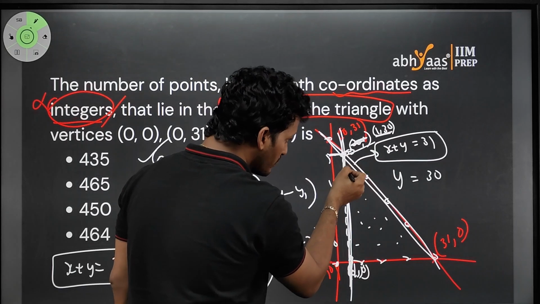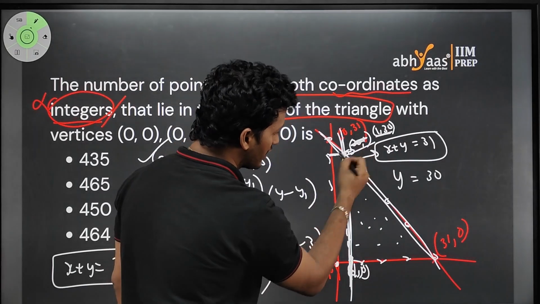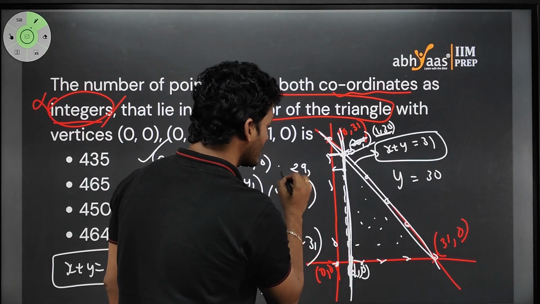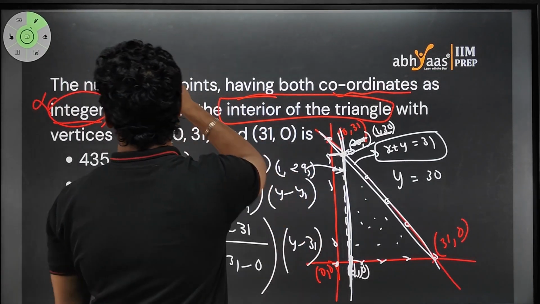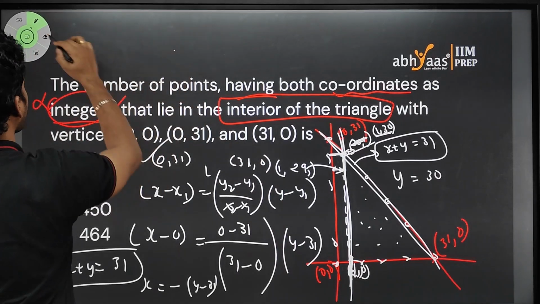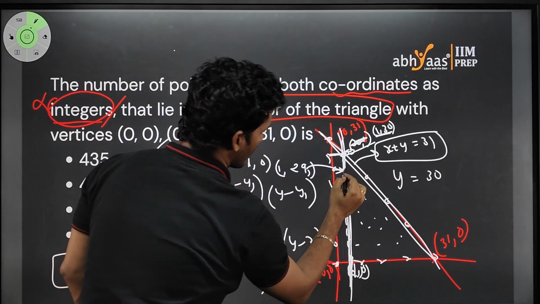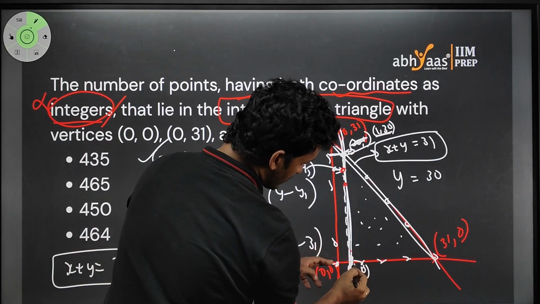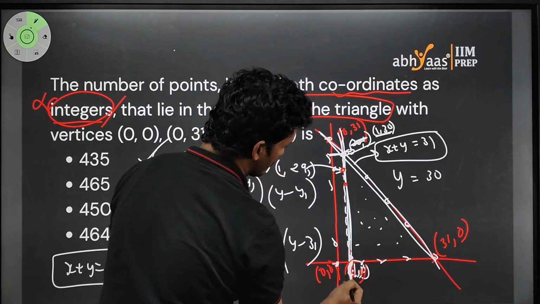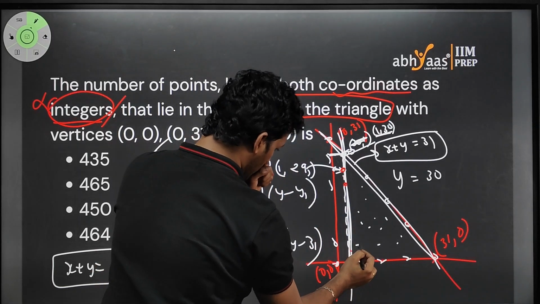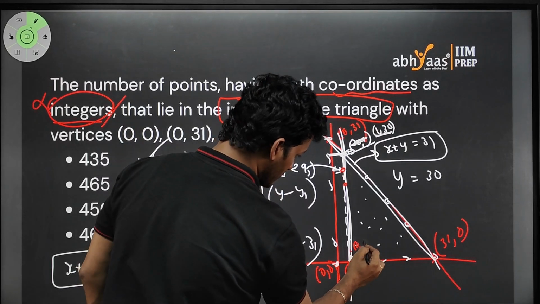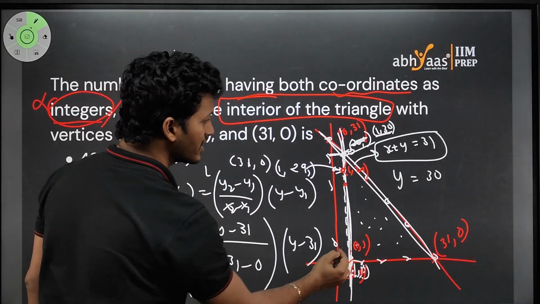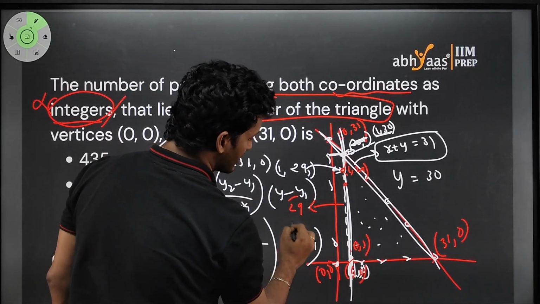Integer points should be interior to this triangle. That means if I go one point less, the next integer point would be (1, 29). Like that, how many points are there with me here? I cannot take (1, 0) also. I have to work with (1, 1) to (1, 29). So how many points are there like that? There are 29 points in that way.